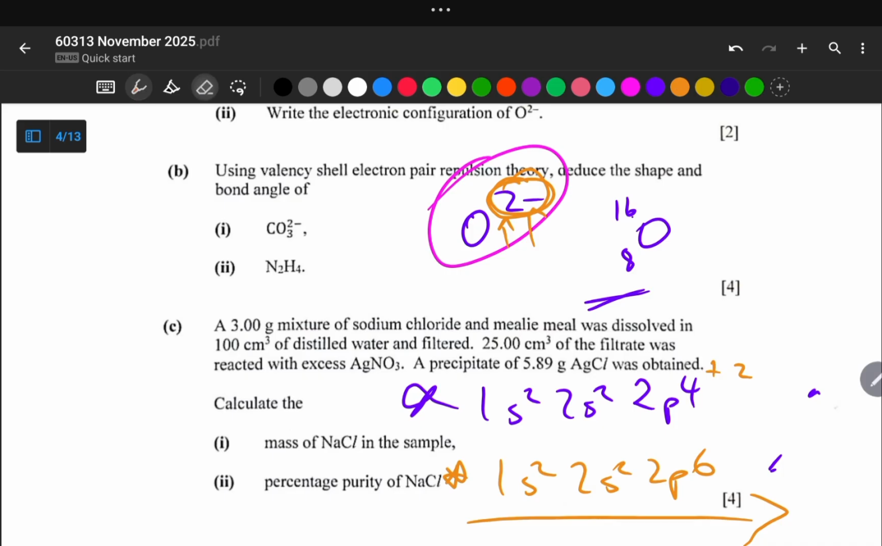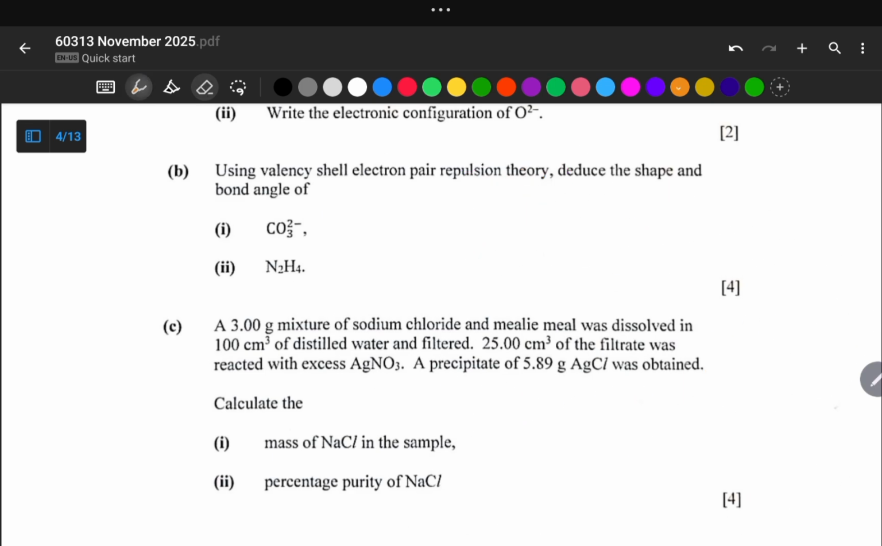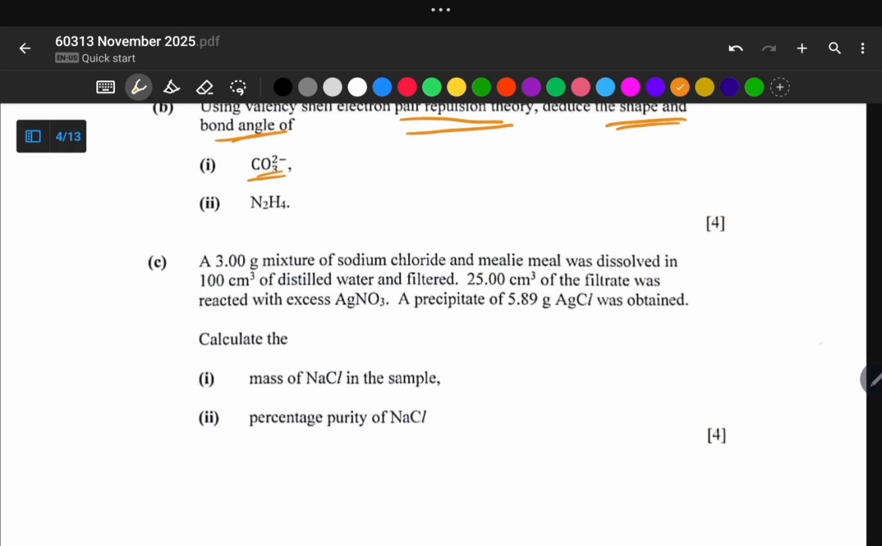And then we go on to the next question. So the next question says, using the valence shell electron pair repulsion theory, deduce the shape and the bond angle of the carbonate ion, right? So the carbonate, these are very easy polyvalent ions. They are very easy to deduce the shape, right? So we're simply going to have this carbonate, right? So we are having these 2 minus.